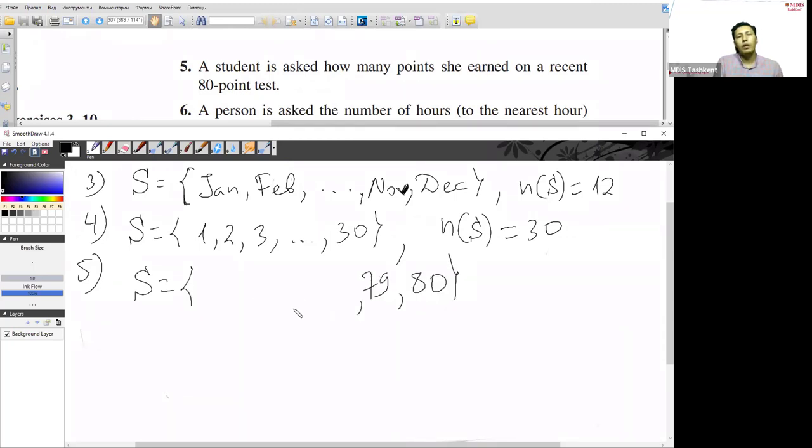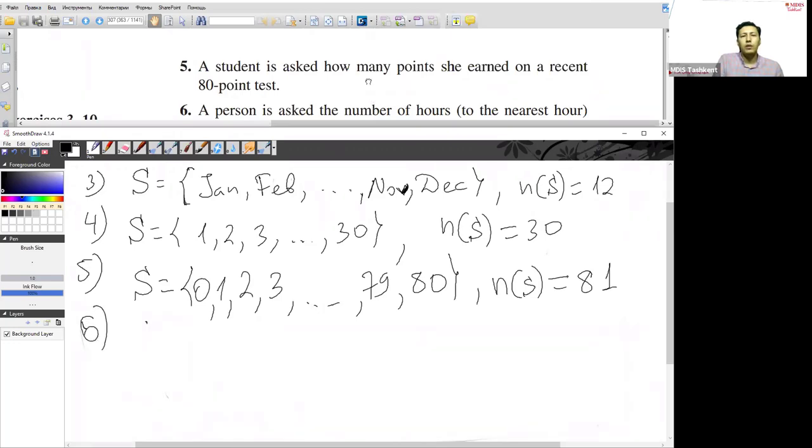The minimal value is 0. Okay, she may get 0 also. So ns is equal to 81 because of 0 here. Total number is 81. There are 81 possibilities.